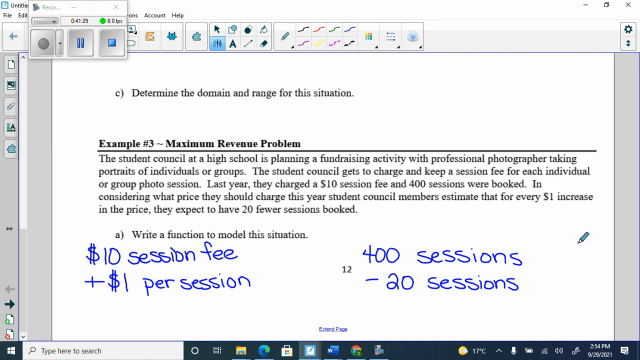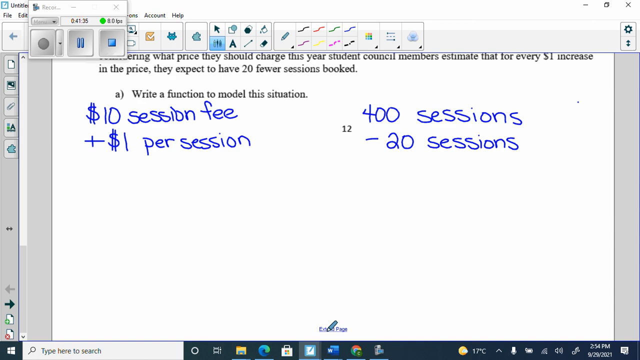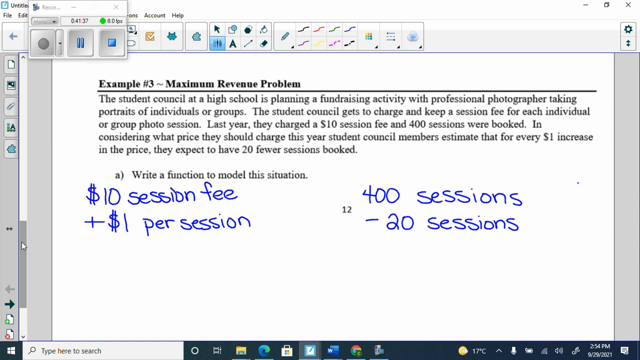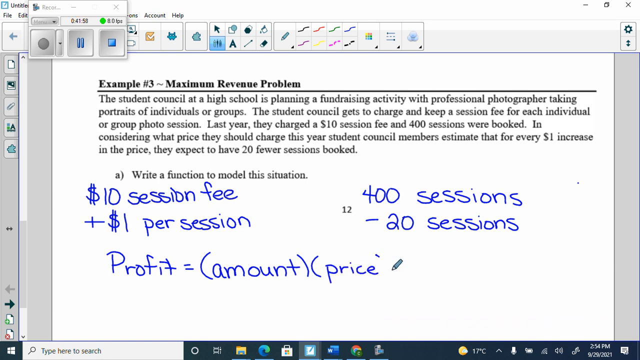We need to make a model, a function. This one's actually way easier than the last one, just so you know. We're going to make a profit function. So for a profit function, profit, we need the amount of whatever I'm selling, correct? Times it by the price of whatever I'm selling. Is it not?